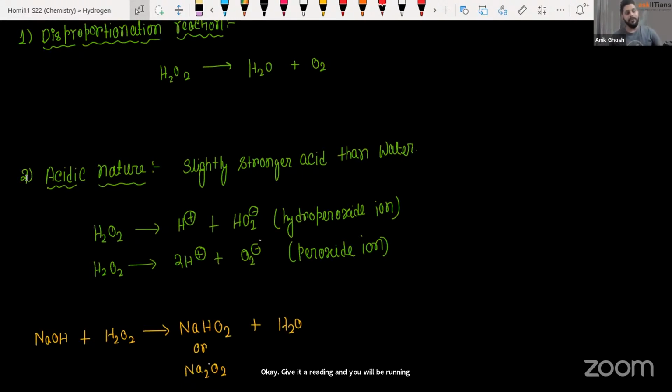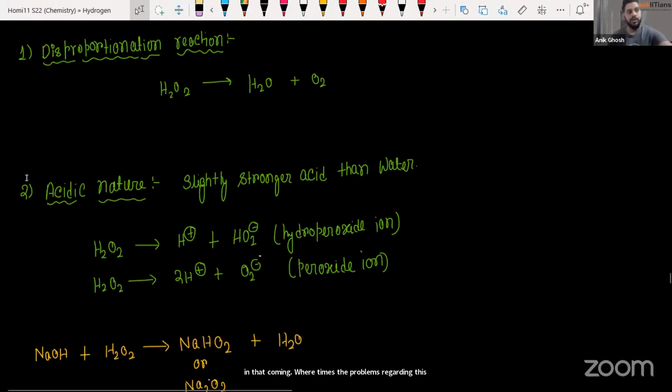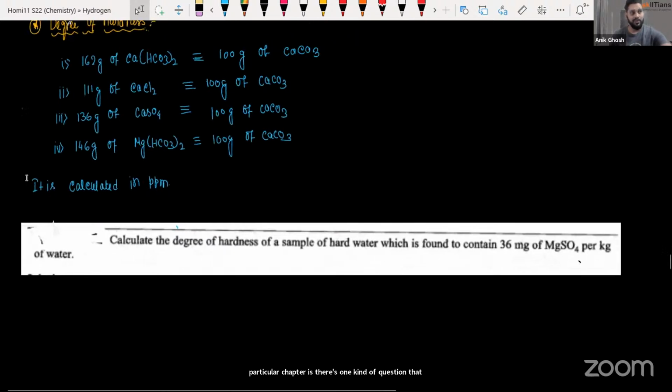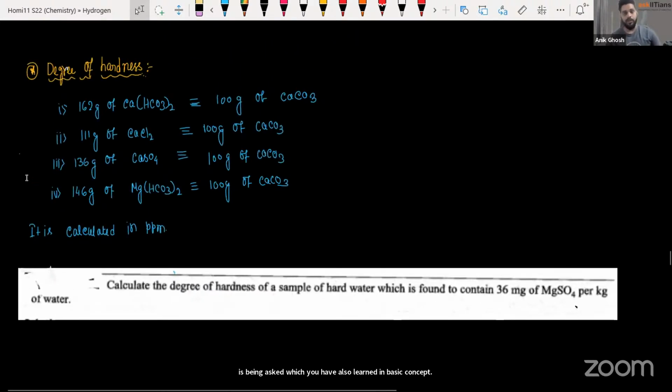There is one thing that I might have to teach you in the coming session. Regarding this particular chapter, there is one kind of question that is being asked, which you have also learned in basic concept of chemistry: degree of hardness. You remember learning these questions, guys? How to figure out the degree of hardness in water? Yes or no? Or do you want me to give a quick revision of this? Okay, guys, just give me 5 minutes for the revision of degree of hardness here.